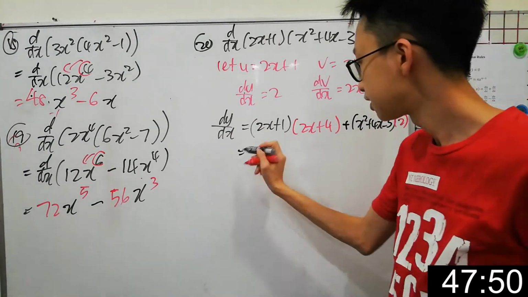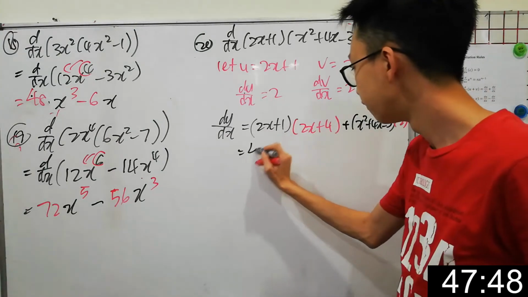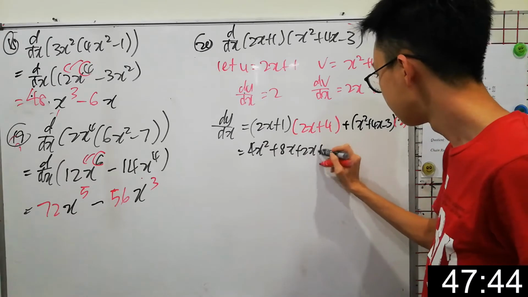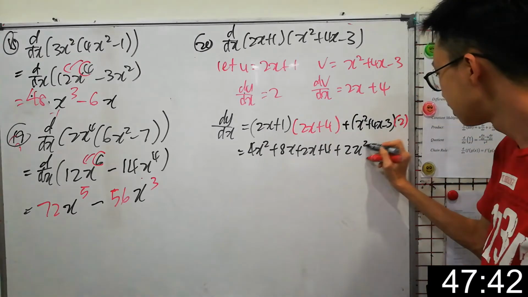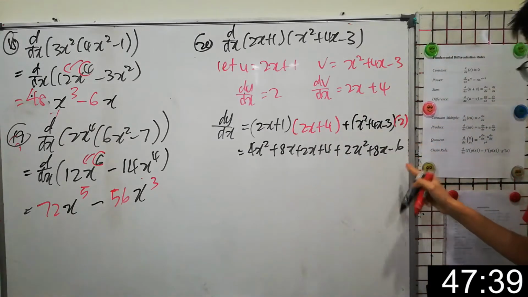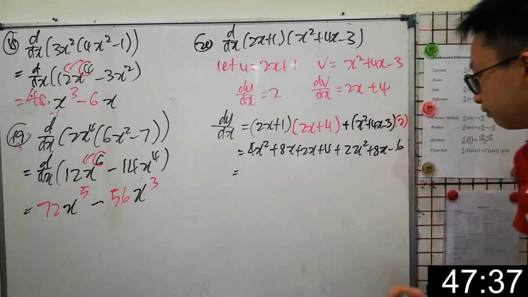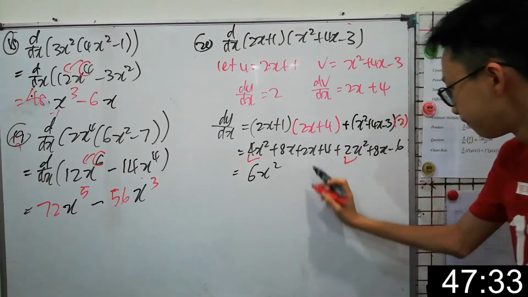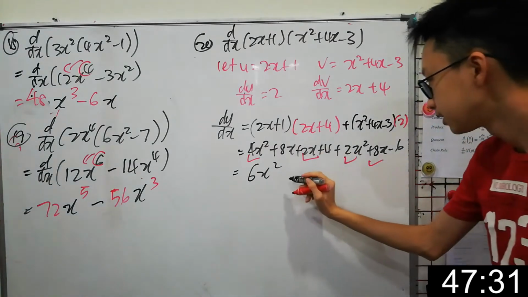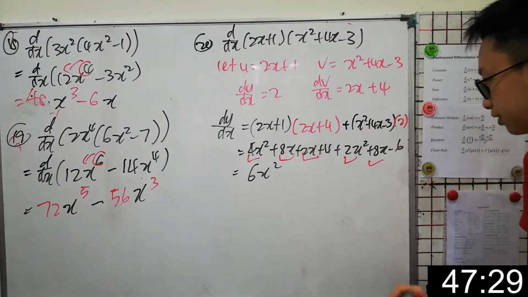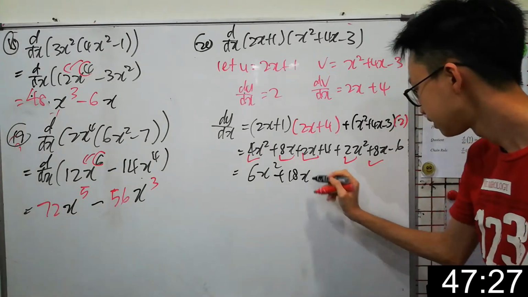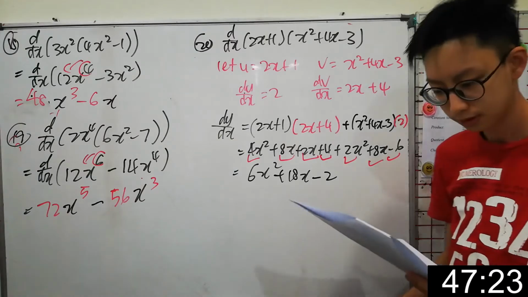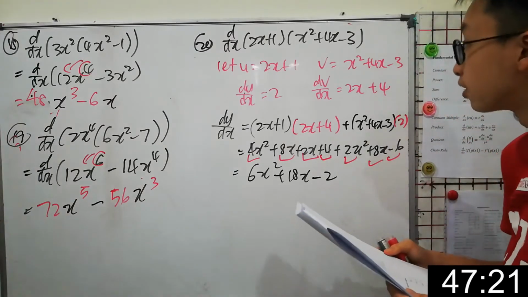plus v, x squared plus 4x minus 3, times du/dx, which is 2. Then we just have to expand the terms. This will be 4x squared plus 8x plus 2x plus 4 plus 2x squared plus 8x minus 6. Then we group all the like terms. 4 plus 2 is 6x squared. 2 plus 8, and we have another 8, so it's 18x. Then 4 minus 6 is negative 2. Am I right? Okay, so this is for question number 20.